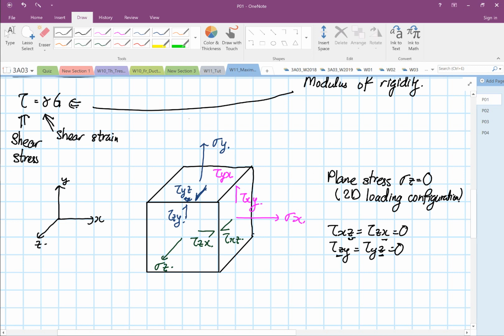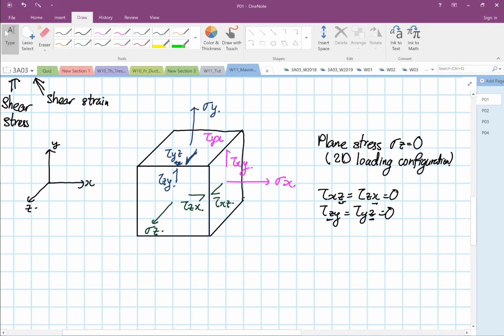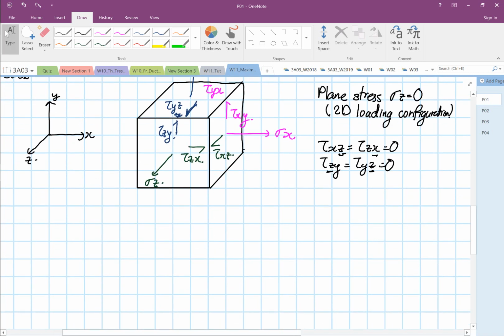So now when that's the case, you only need to draw things in 2D. Okay, no need to express in 3D. That's why plane stress situation is also known as a 2D loading situation. So what we are left with is stress x, stress y, and only the shear xy and shear yx. The rest is equal to 0. Okay.